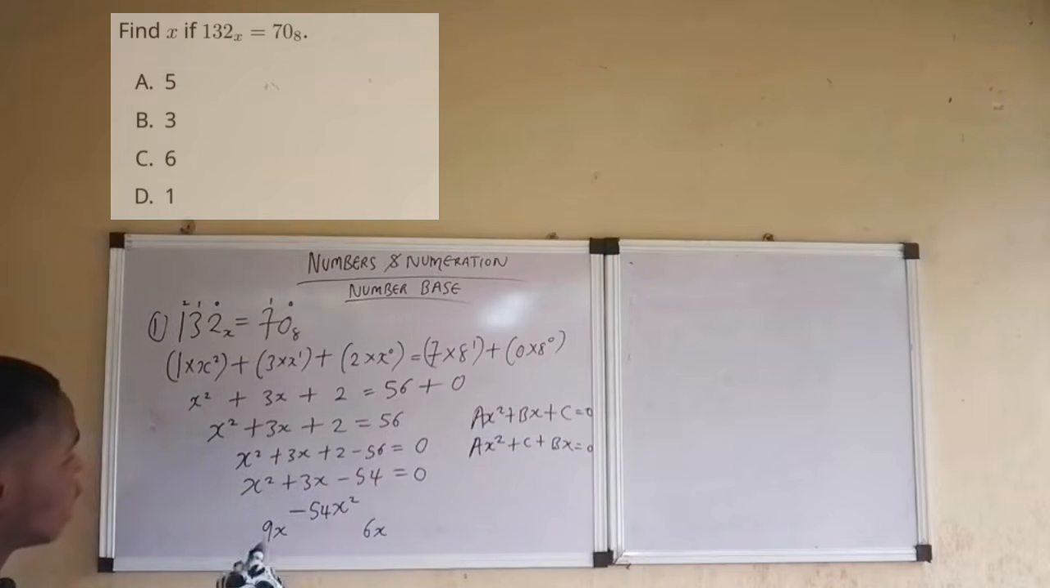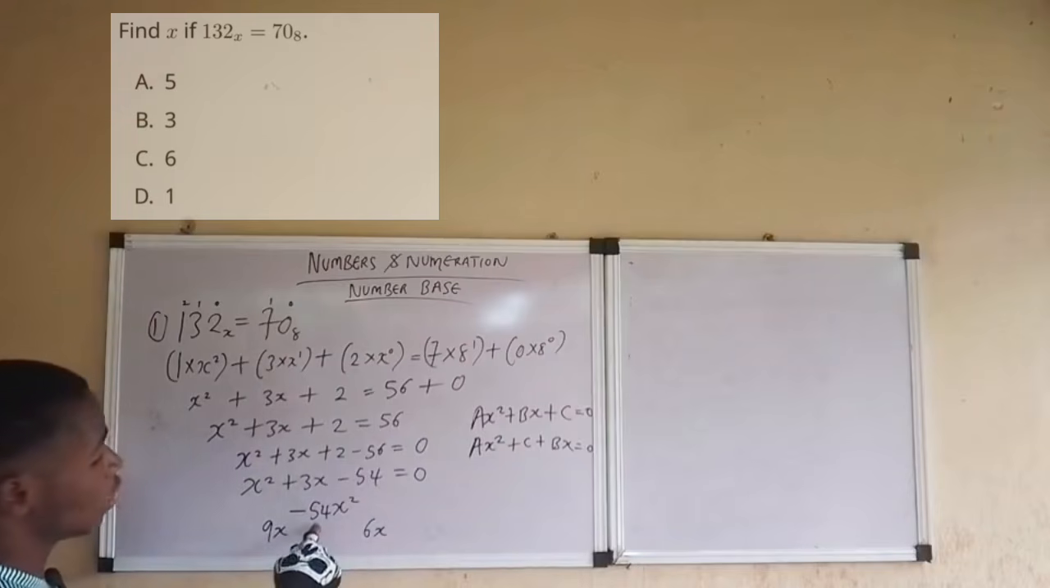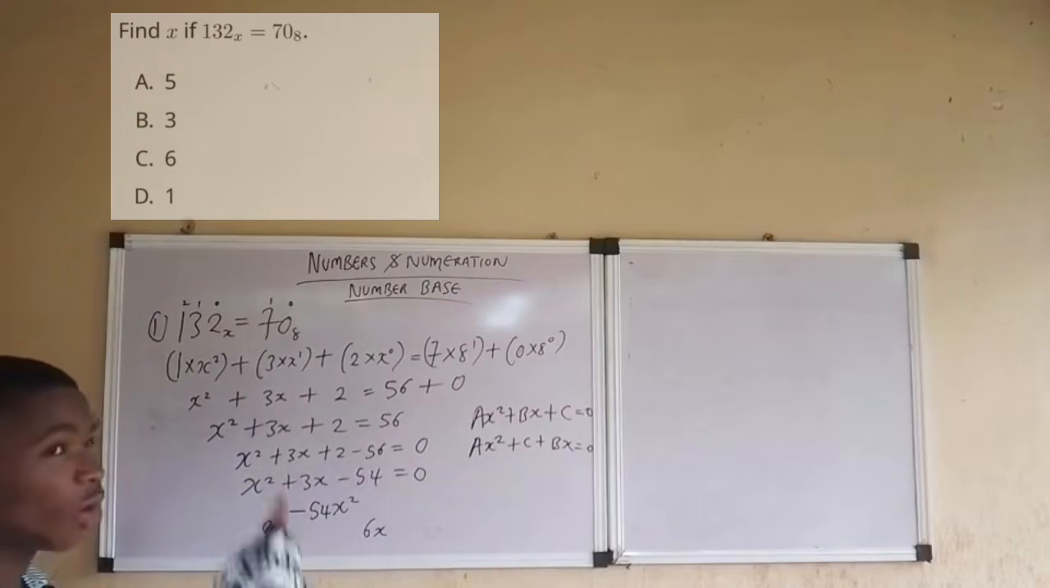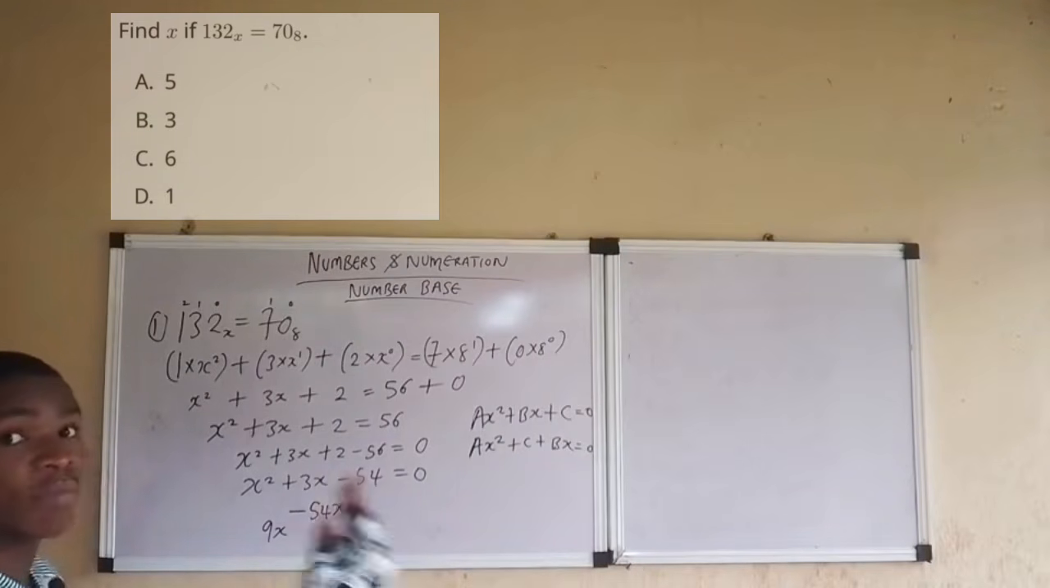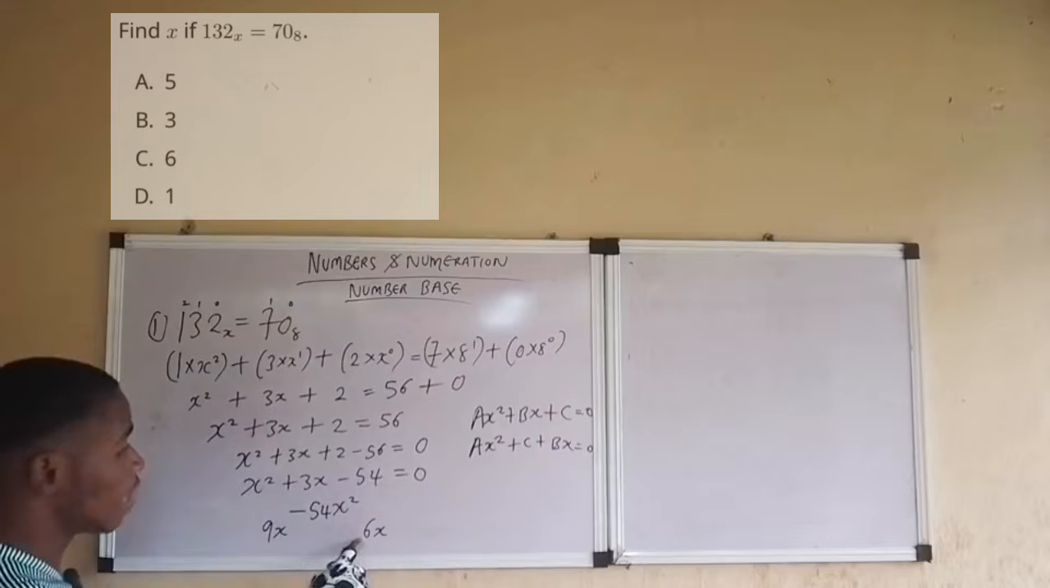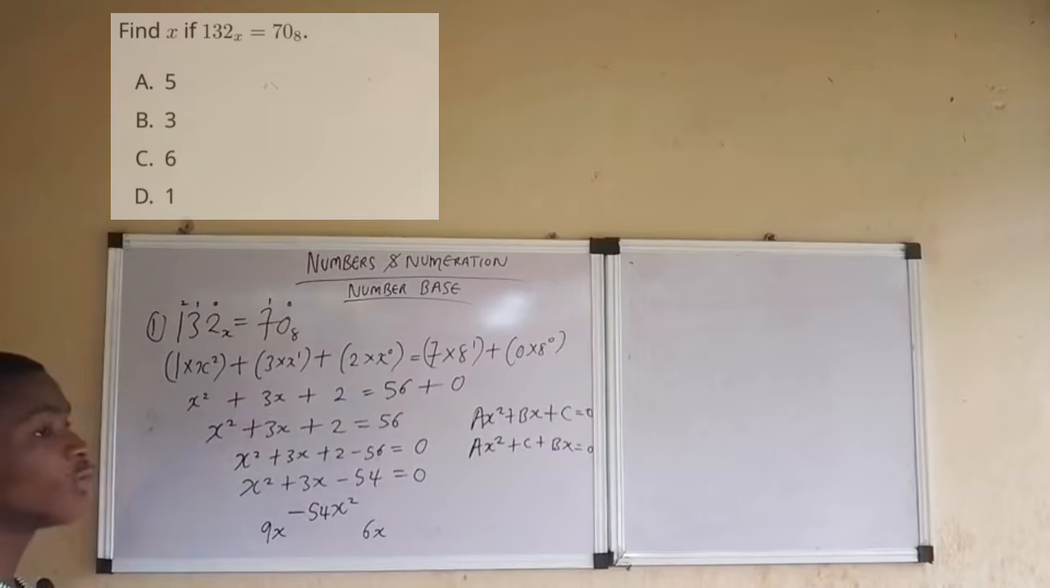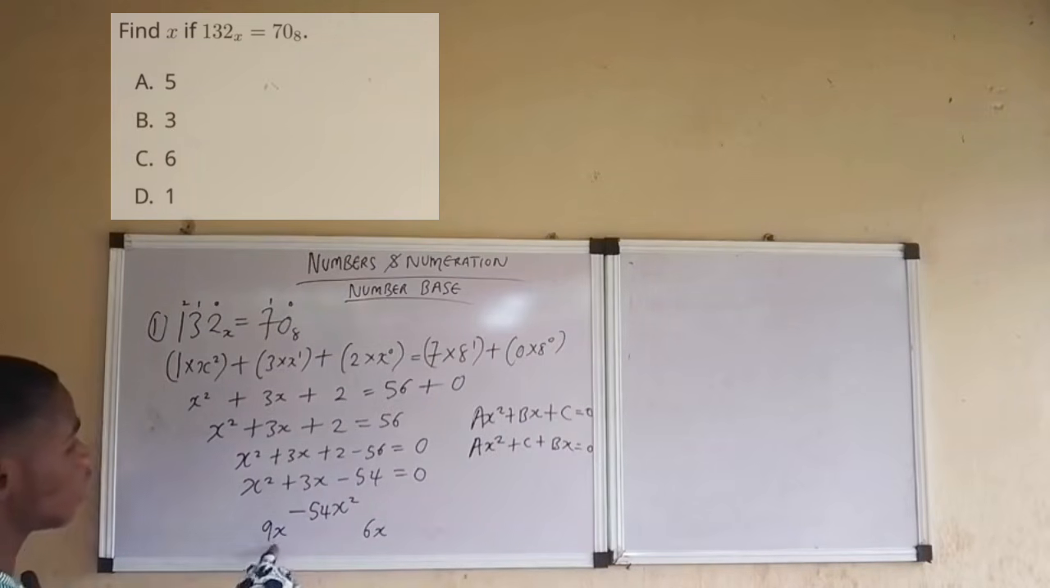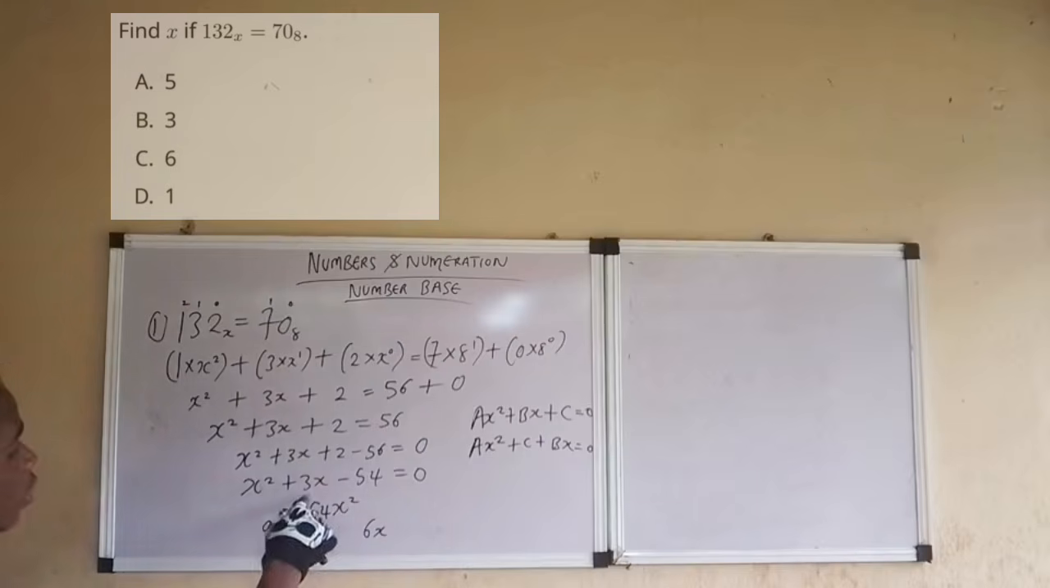But now, 9x times 6x is going to give us 54x squared. Note, it's not giving us minus 54x squared. We need something that will give us minus 54x squared. So you can introduce signs, either plus or minus, to either of these numbers or both. Just make sure that when you multiply them together, it gives you minus 54x squared, and when you add them together, it gives you 3x.